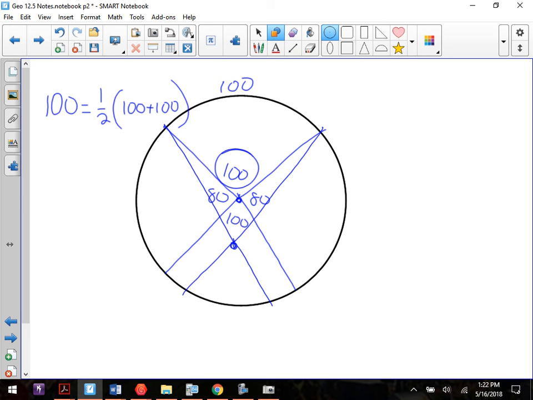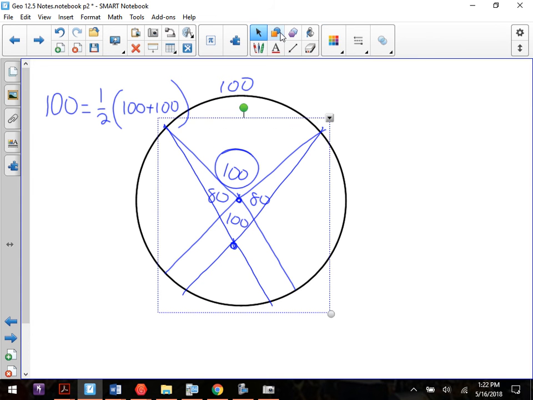Again, is that a central angle? Do we double central angles? Did I say if this was 100, did I double it to make that 200? No. Do I double if it's 9x plus 7? No. It's a central angle, so it is the arc that it hits. No matter what, central angles always equal the arc that they hit.